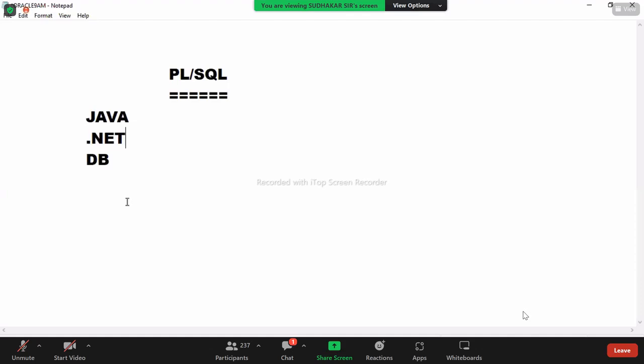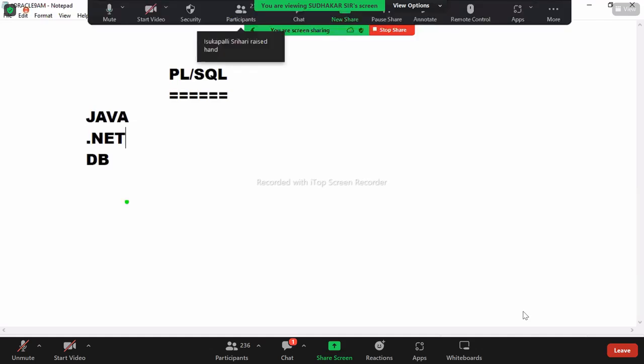Okay, but now let me give some points. Why did people introduce PL/SQL when we have SQL? I'm asking some questions because all of you know a little bit. The C language is there. Before C, you had COBOL and Pascal, yes or no? But application development started from C.